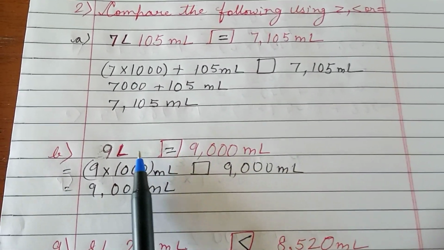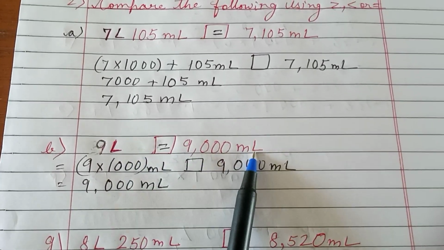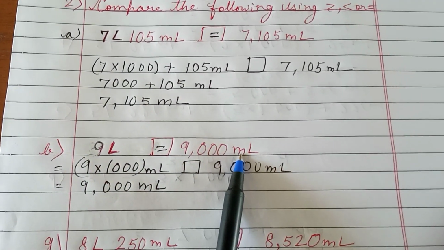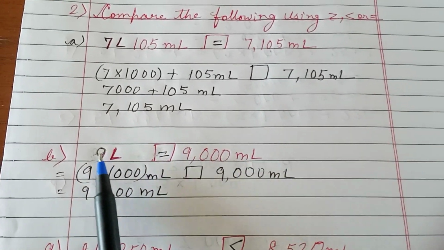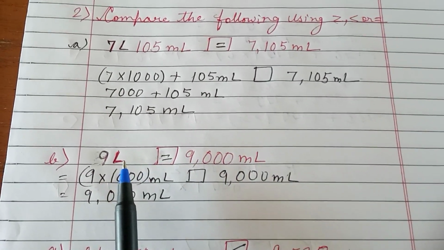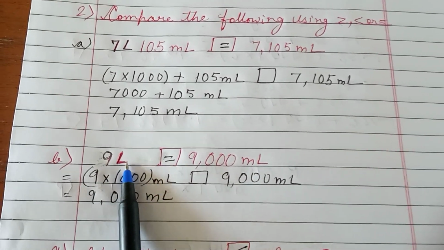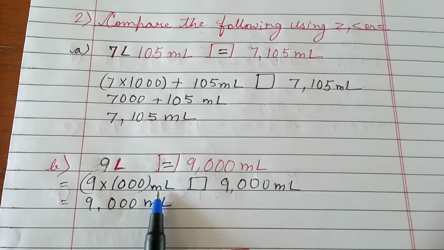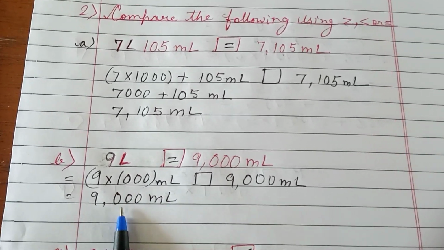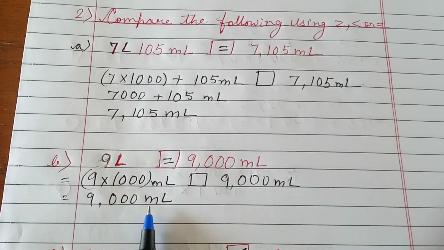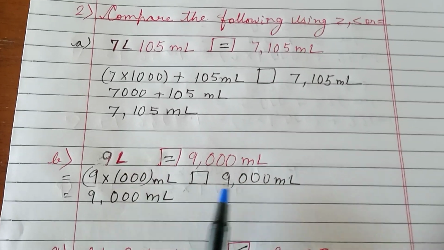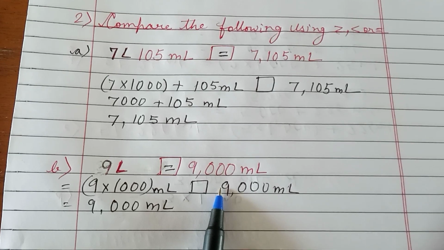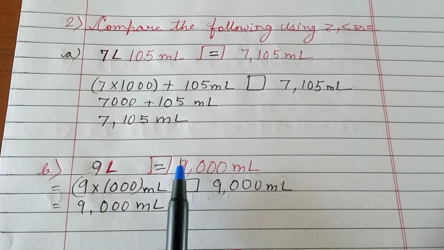Now moving to the next question, question number B. Here one side we have 9 liter, the second side we have 9000 milliliter. So again here liter, but here milliliter. So again we will bring both sides to the same unit. So convert this 9 liter into milliliter. So 9 multiplied by 1000 to convert into milliliter and we are getting 9000 milliliter. But here also 9000 milliliter. Again you may see, children, both are the same, no? 9000 milliliter, 9000 milliliter. So we will put here equal to sign.